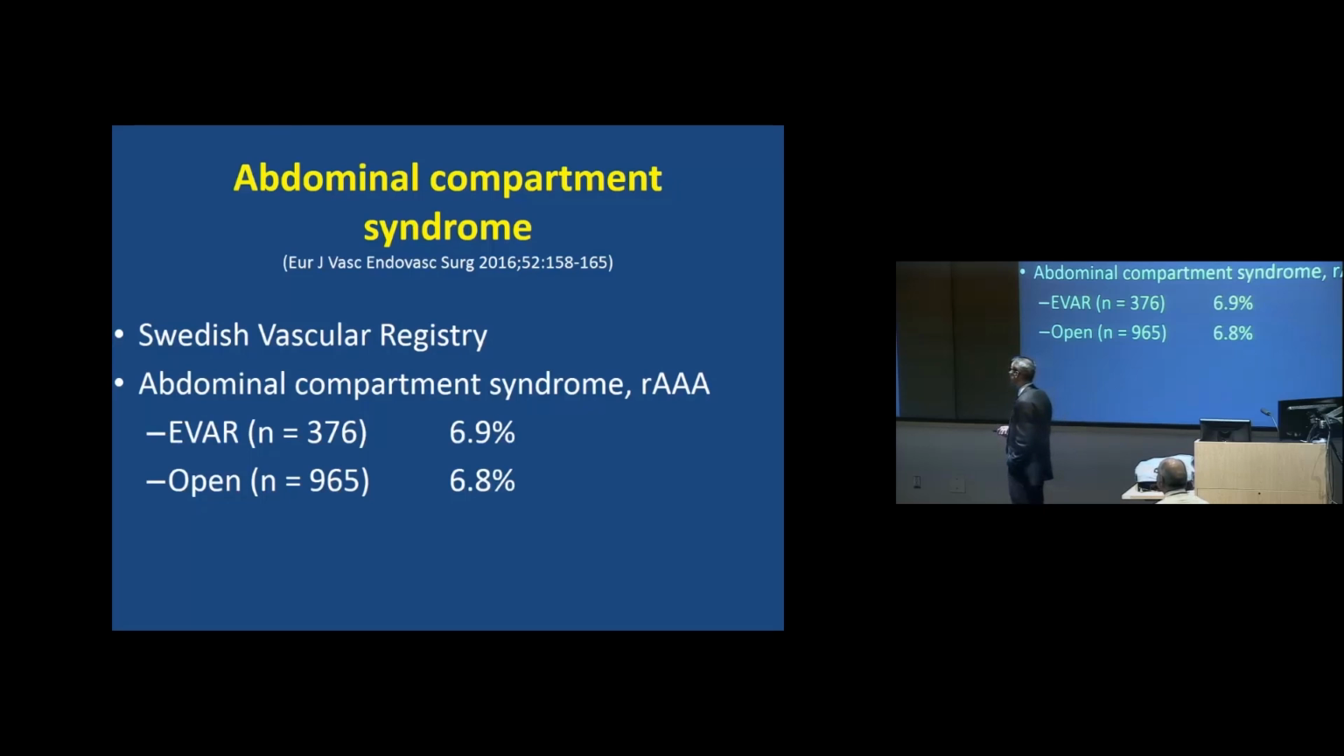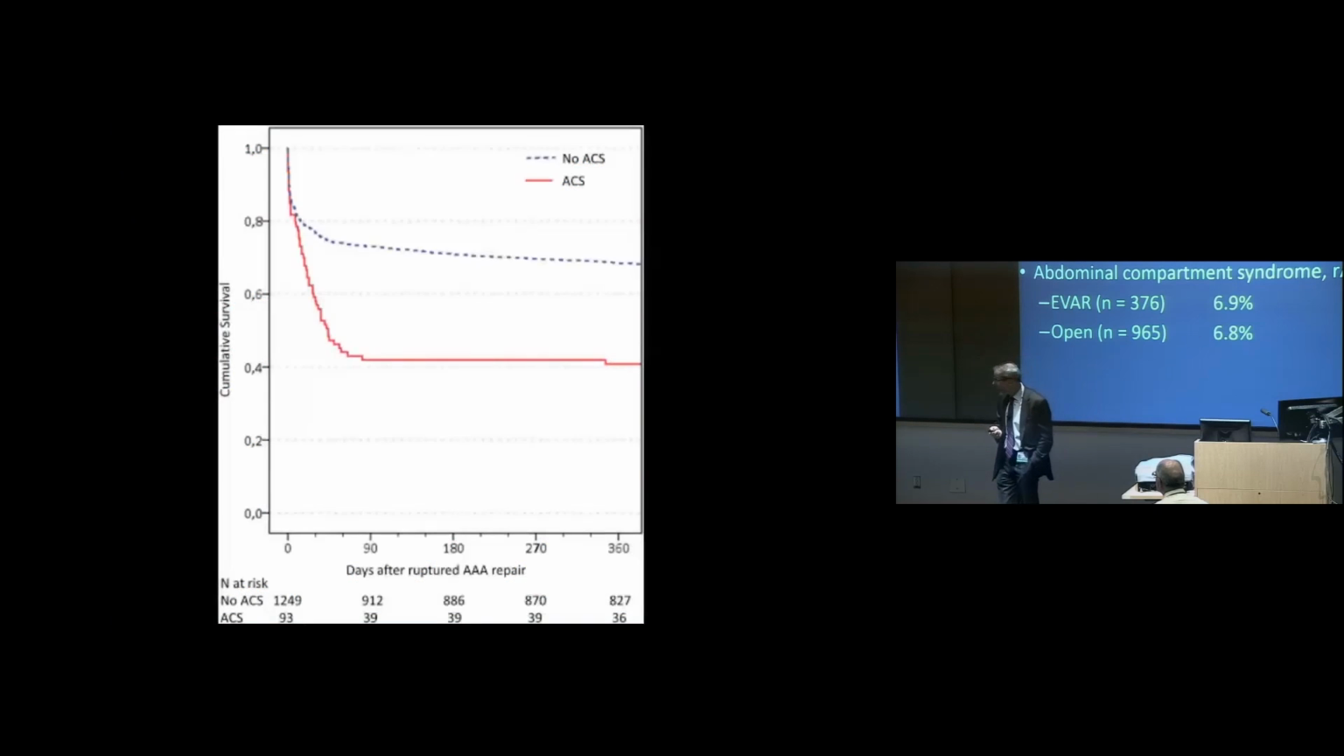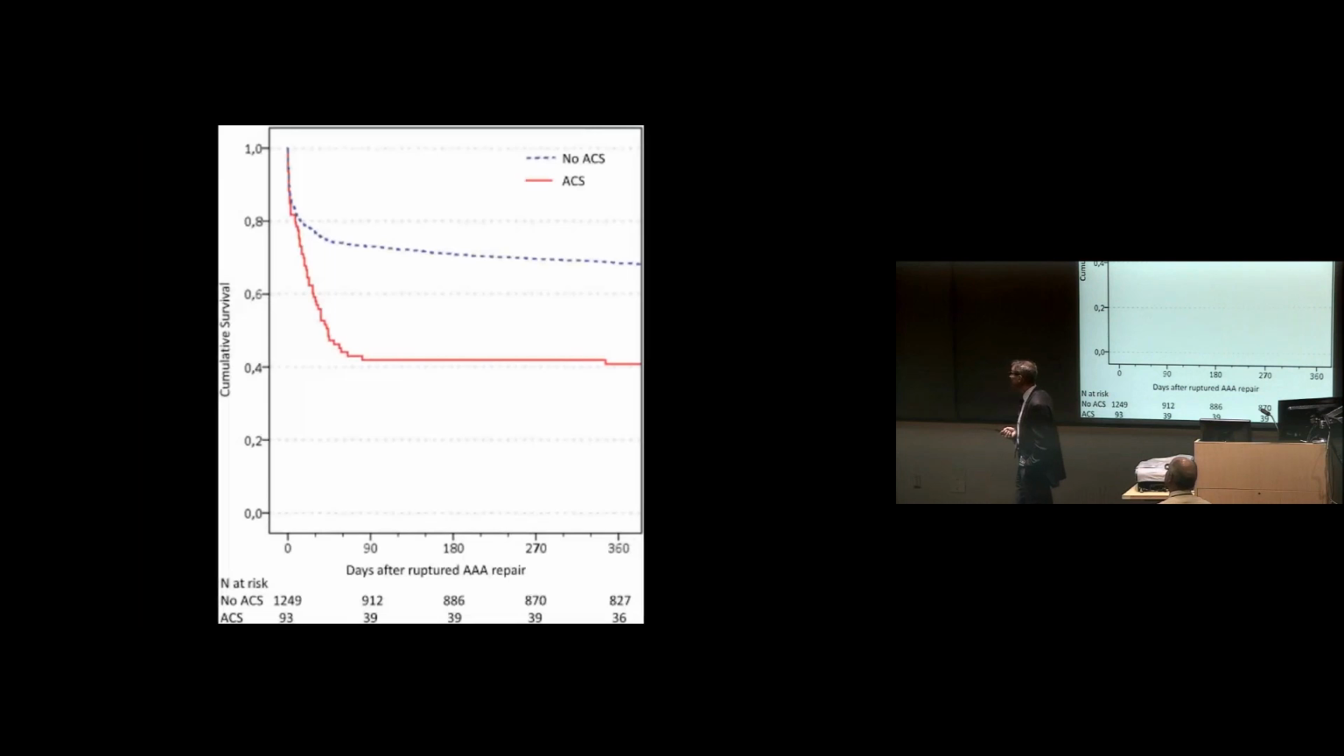But it turns out from the largest experience I could find, published this year from Sweden. Sweden has a vascular registry. Basically every patient in Sweden who gets a blood vessel operation gets recorded into a national registry, so they follow their patients nationally quite closely who are getting vascular repair. And they found the incidence of compartment syndrome was about 7% in both open and endovascular repair, so very similar.